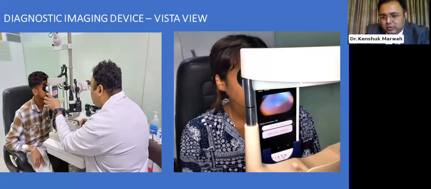Now coming to the new kid on the block, something which I've used in my clinical practice: Vista View. It has a mobile interface which is provided by Volk, and it's so easy to use. The patient interface is very easy, and you see me clicking on that, and in the image on the right hand side, you can see a voice activation. It is there on the slide, and for the voice activation you just have to use the magic word capture, and it captures the image of the retina.